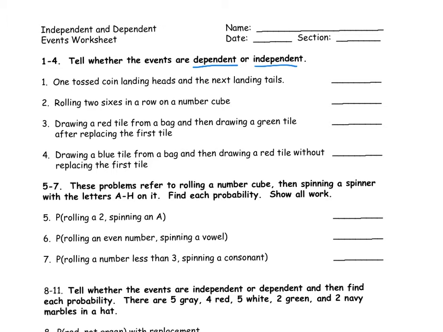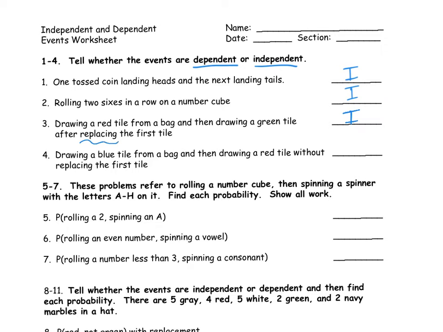So number one, it says one tossed coin landing on heads and the next landing on tails. This would be considered independent because you can toss a coin however many times you want. Whatever you got the first time is not going to affect the second. Number two, rolling 2 6s in a row on a number cube. Same thing, also independent. Whatever you roll, if you roll a 6 once, doesn't mean you're necessarily going to roll a 6 again. Number three, drawing a red tile from a bag and then drawing a green tile after replacing the first tile. So also independent.